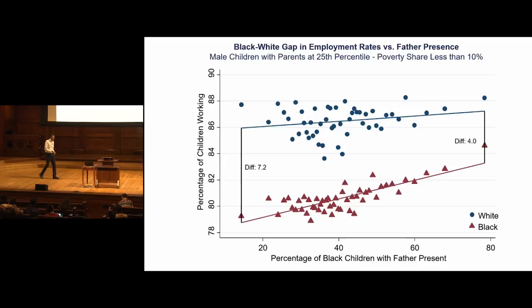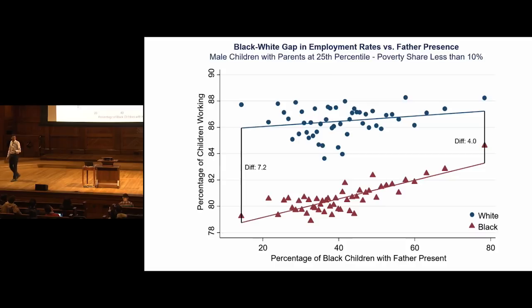In this plot, what we're doing is plotting the fraction of men who are working on the y-axis, which is, as you saw, the key dimension for Black men. Whether you're working or not, there are huge gaps there. We're plotting that against the percentage of Black children who have a dad present in the census tract. Think of it as basically the fraction of kids who are being raised in two-parent households. You can see here that if you look first at the red triangles, Black men who grow up in census tracts where there are lots of fathers present tend to have much higher employment rates than Black men who grow up in areas where there are very few fathers present.